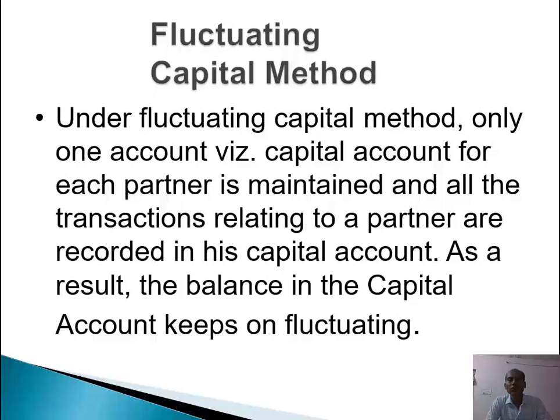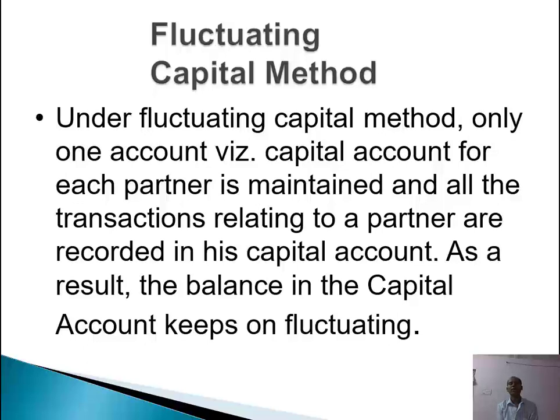See, in the fluctuating capital method, only one account is to be maintained. That is the capital account. Just as we have erroneously said, in the fluctuating capital method, we should mention the capital account of the partner. In the fixed capital method, we should mention capital accounts and current accounts. So we shall see again clearly.